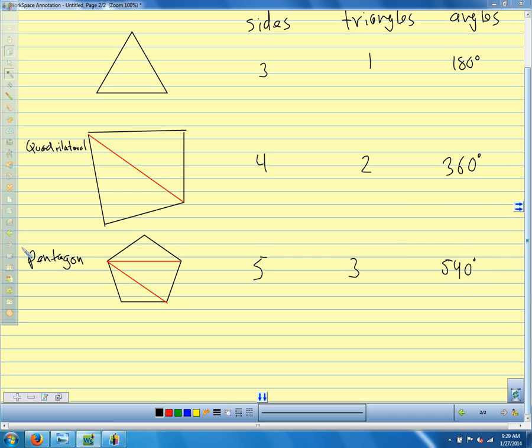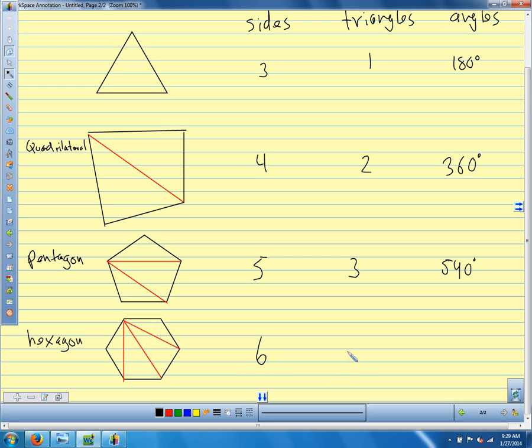Are we starting to see a pattern here? Let me draw another one. What do we call this kind of polygon? Hexagon. And I'm going to pick one vertex and draw triangles. How many sides does a hexagon have? Six. How many triangles? Four. And four triangles, all the angles inside of four triangles add up to 720.